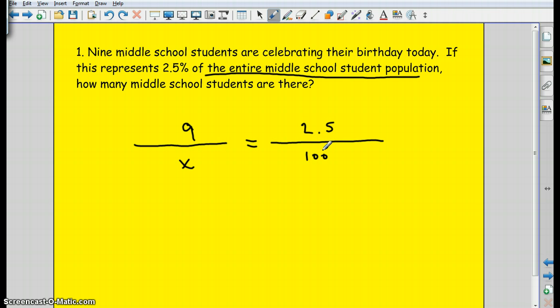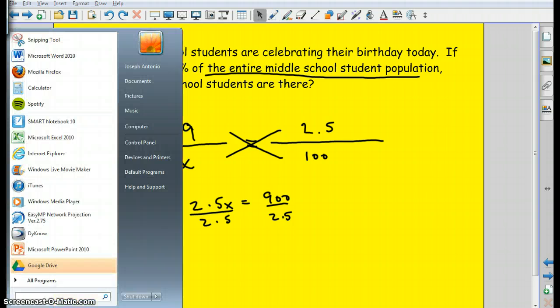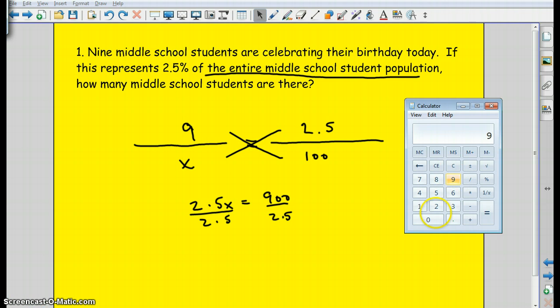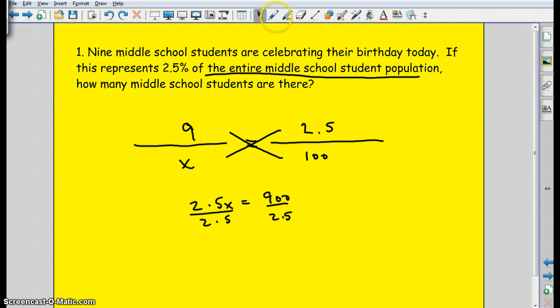Now that we've set up our percent proportion, we simply need to solve it. X times 2.5 is 2.5x. You get 9 times 100, which is 900. We'll divide each side by 2.5. Pull out our calculator. Right here, 900 divided by 2.5 equals 360 students.